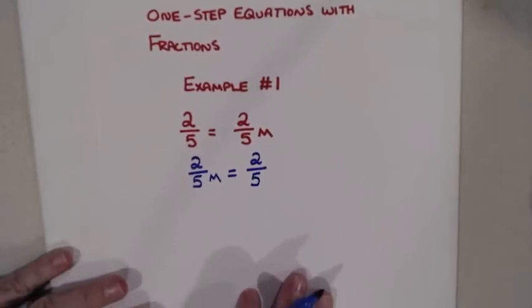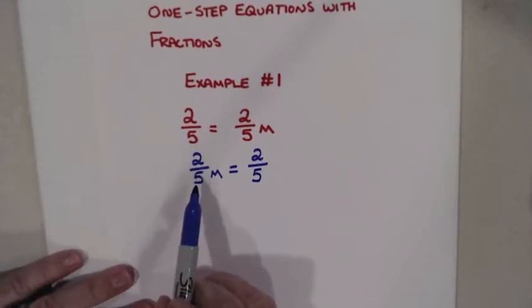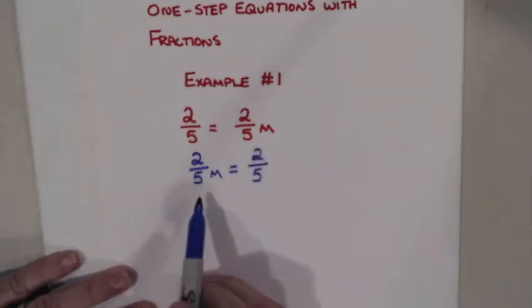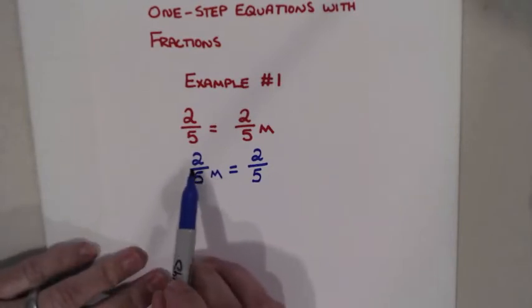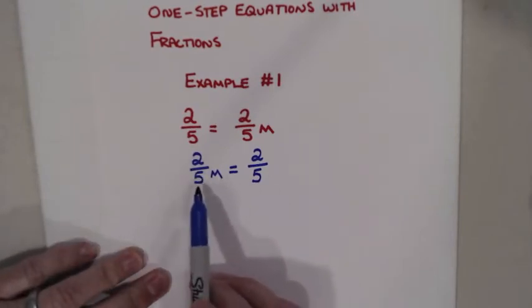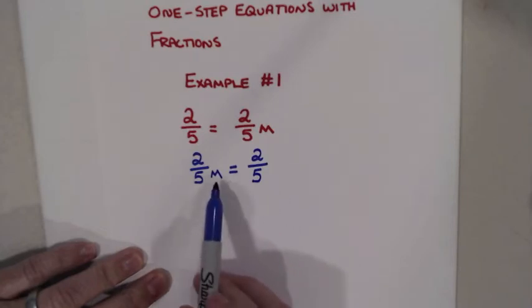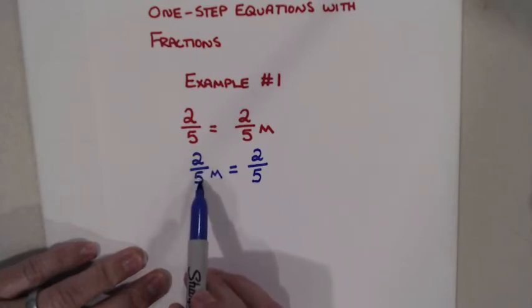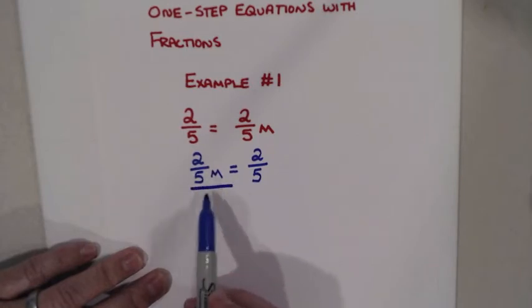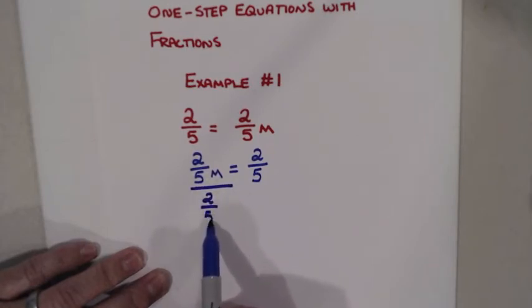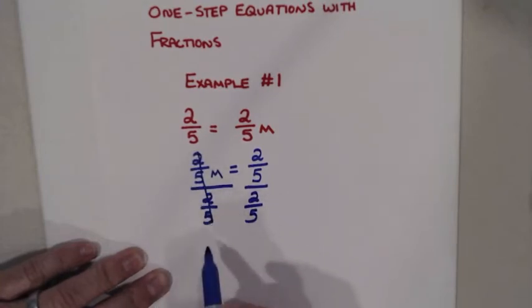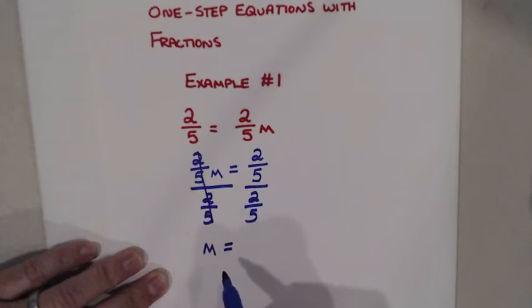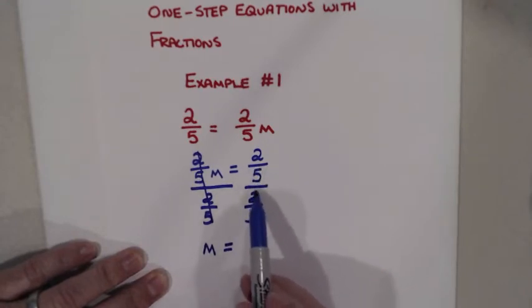A lot of times we're used to seeing just an integer in front of this variable, an integer being multiplied to this variable. Now we've got a fraction. So we're going to do what we would do if there was just a 2 here. If there was a 2, we would divide both sides by 2. If there was a 5, we would divide both sides by 5. But what we have in front of that m is 2/5. So I'm going to divide both sides by 2/5. It's going to cancel this out. I'm going to have m is equal to 2/5 divided by 2/5.